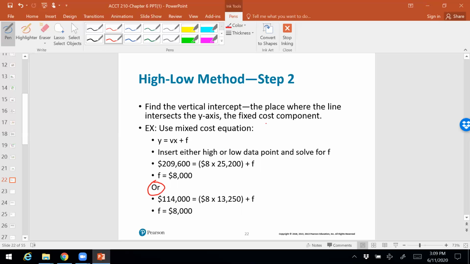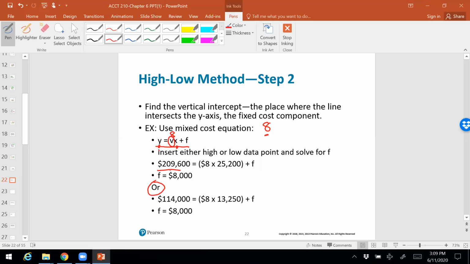Now we found the slope is 8. I put it here. You can use either the high or the low. If you use high, then our equation is y equals vx plus f. We already found that the slope is 8. And then we can use either the high y and high x, or the low y and the low x.